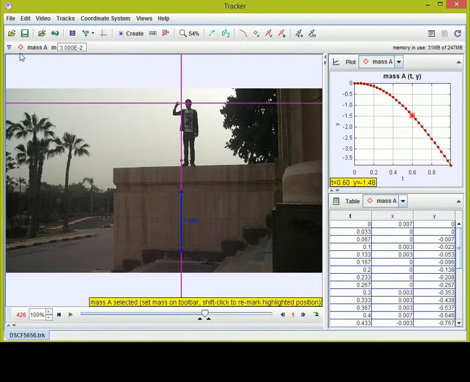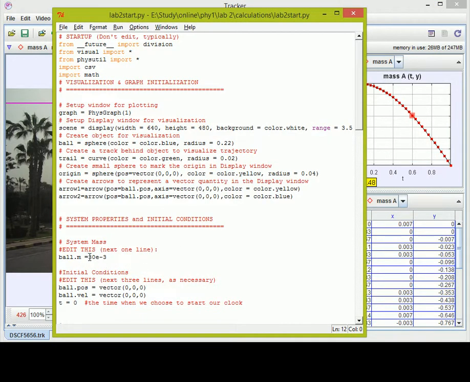And I track the motion of the ball to get this position versus time graph, which I'm gonna use later. Now I open Python to make the computer model. Here I set the mass of the ball to 30 grams. And the initial position is 0 according to my choice of the coordinate system. The initial velocity is also 0 as the ball was dropped from rest. T is equal to 0, and this is where we choose to start our clock.